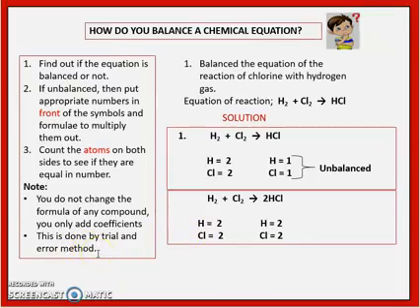And I also want you to note that this is done by trial and error method. If you add 2 here and you check and it doesn't balance, you have to add another number you think will be suitable. It is done by trial and error method.